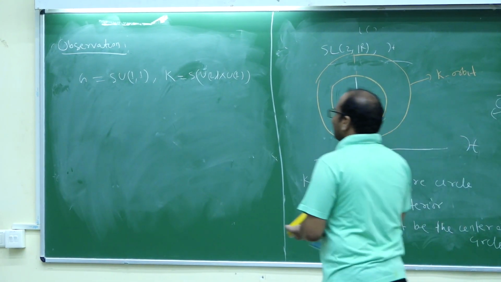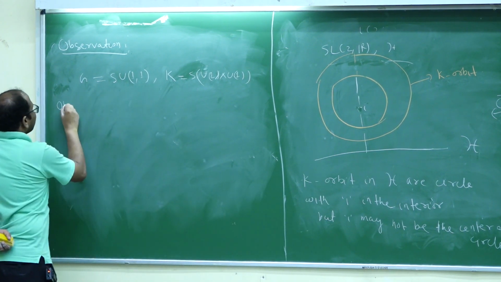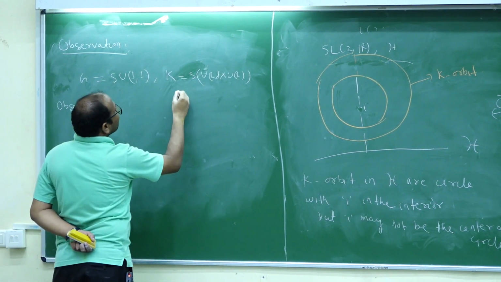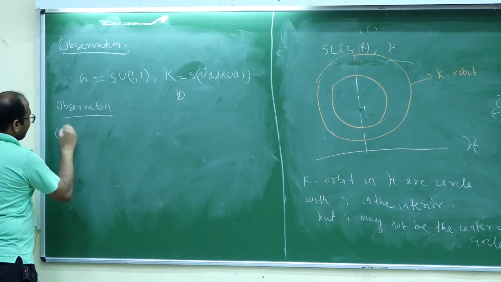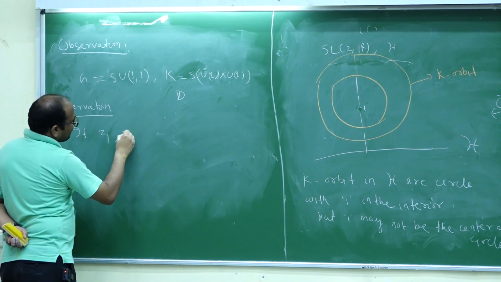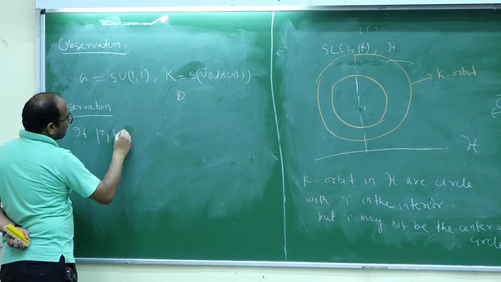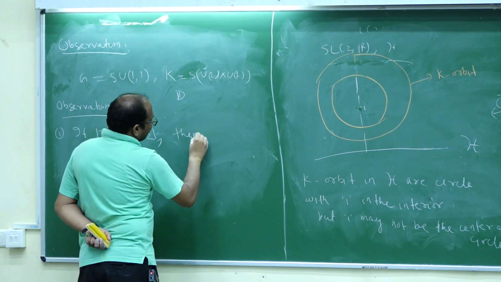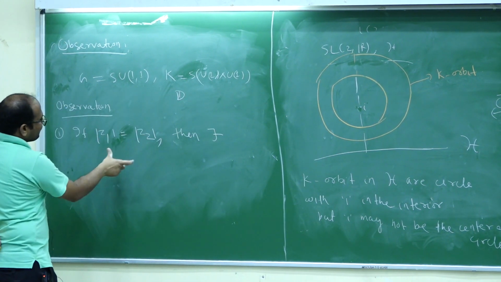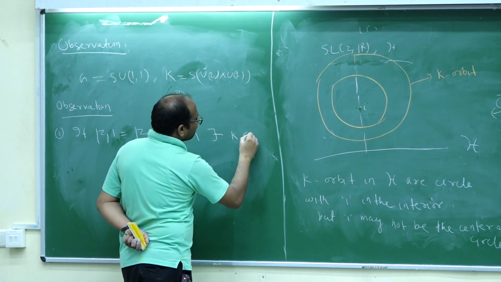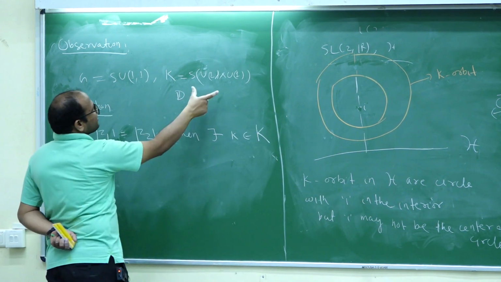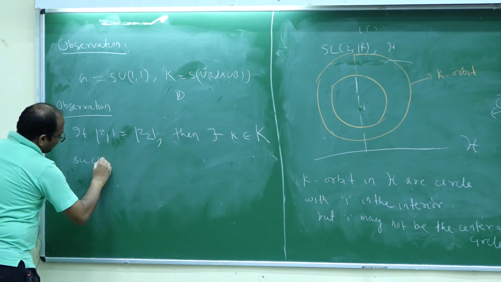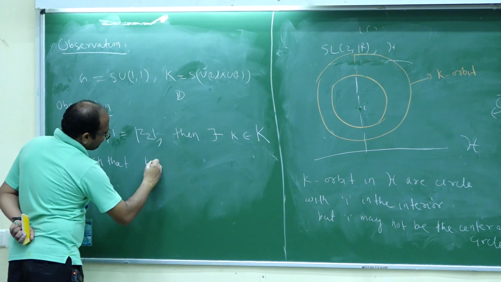First observation. So G is equal to SU1, 1 and D is the disc. Observation: if Z1 and Z2 satisfy mod Z1 equal to mod Z2, then they will lie in the same orbit, and then there exists some K belonging to K, and K is here S of U1, so that K Z1 is equal to Z2. This is clear.